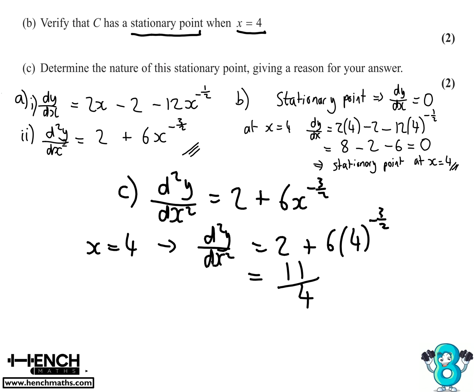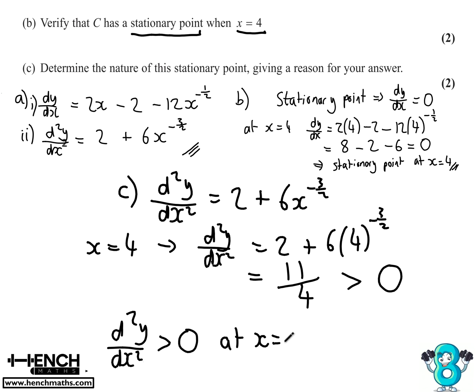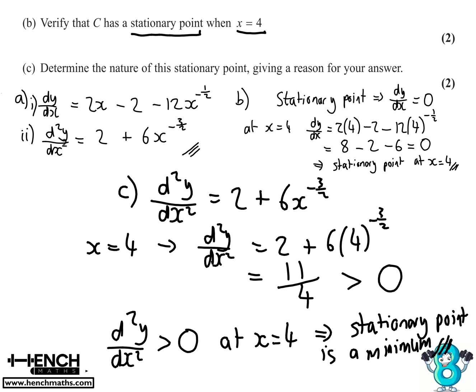The key thing is that 11 over 4 is positive. So it's a positive number. So because the second derivative is positive at x equals 4, this implies that our stationary point is a minimum. And that's our answer to part C.